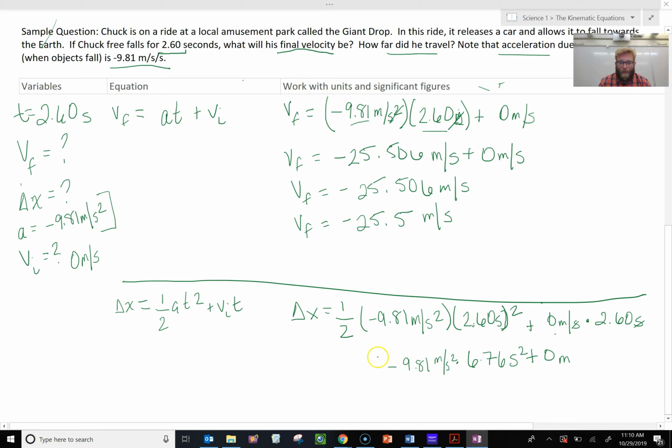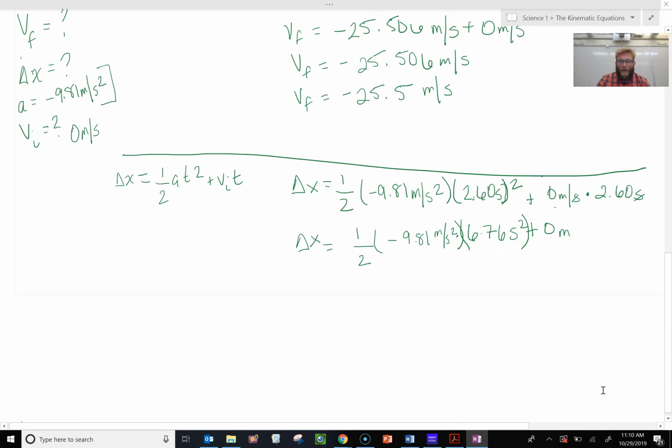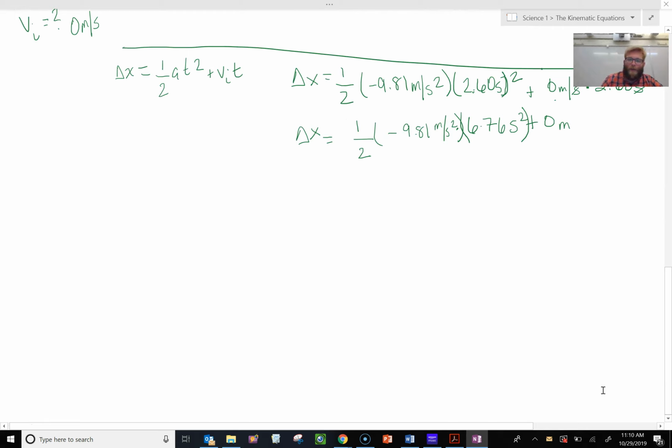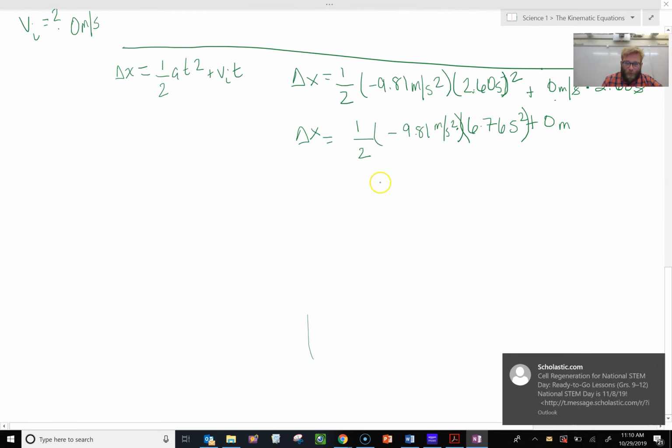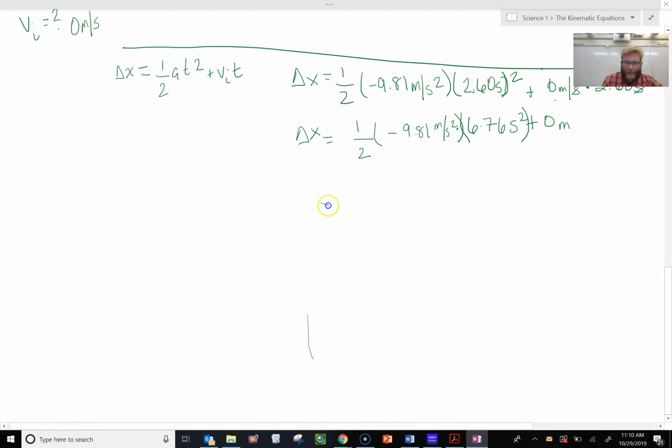Times 1/2, and that will be equal to my delta x. All right, so let's continue to go through the math here. So in this I've got my delta x is equal to that value.